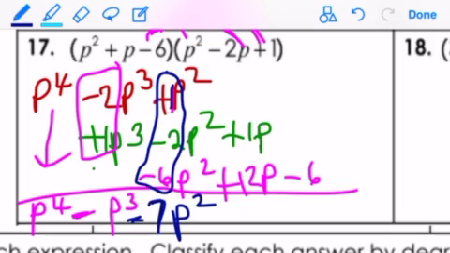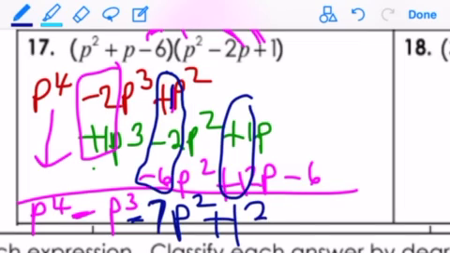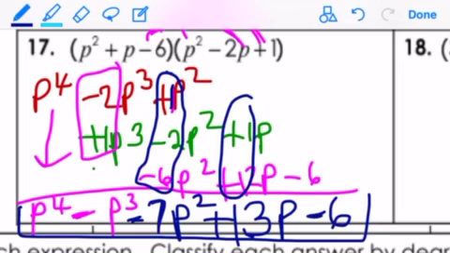Okay, then p's, I have 1 plus 12, that's plus 13p. And then look, there's no other numbers, so just minus 6. Okay, all of your like terms are combined here. And that's it.